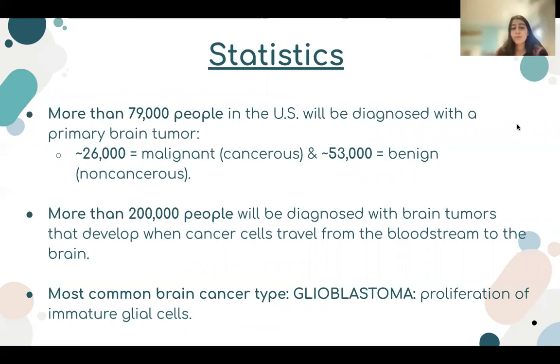It is also the most common type of primary tumor. To gauge just how prominent brain tumors are, here are some statistics. More than 79,000 people in the United States alone get diagnosed with primary brain tumors. Of those 79,000, 26,000 are cancerous and 53,000 are non-cancerous. The most common type of brain tumor is glioblastoma, which is a proliferation of immature glial cells.